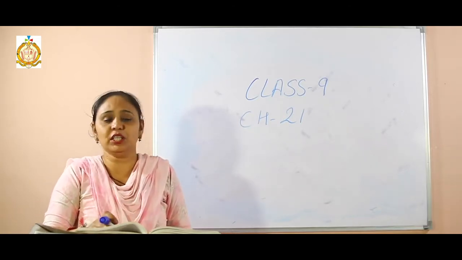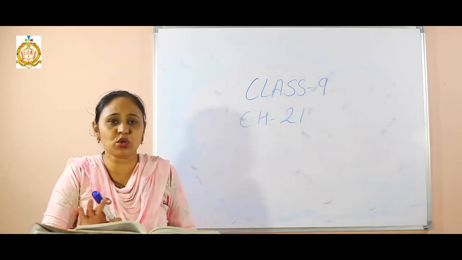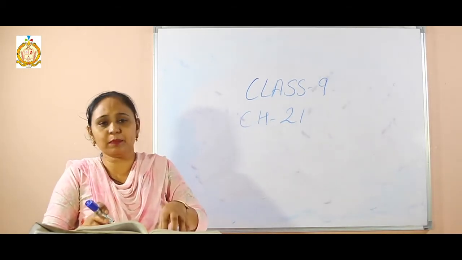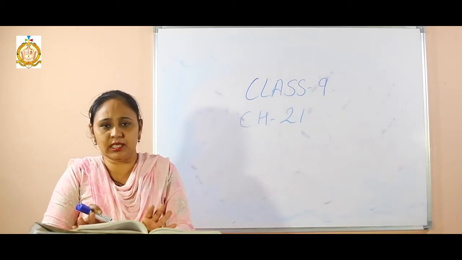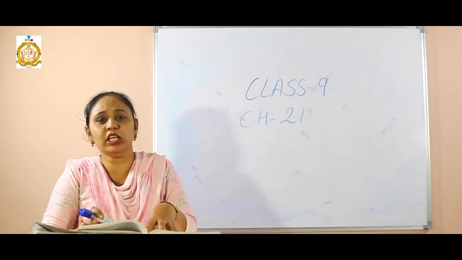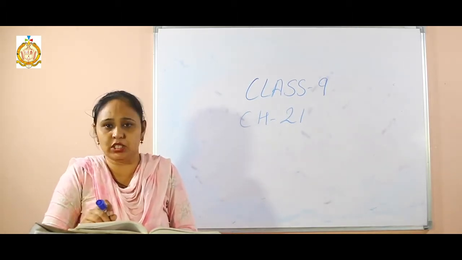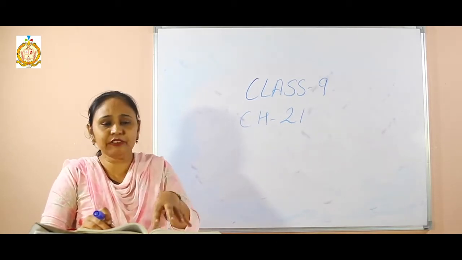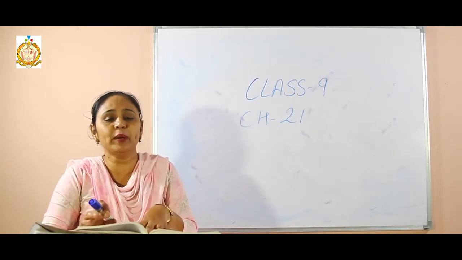I am going to explain chapter number 21, Solids, of class 9th. In this chapter, many types of solids are there, but we have to deal with only the cube and cuboid. Some triangles will be there in the next exercise. But now, in the first exercise, we will deal with the cube and cuboid.